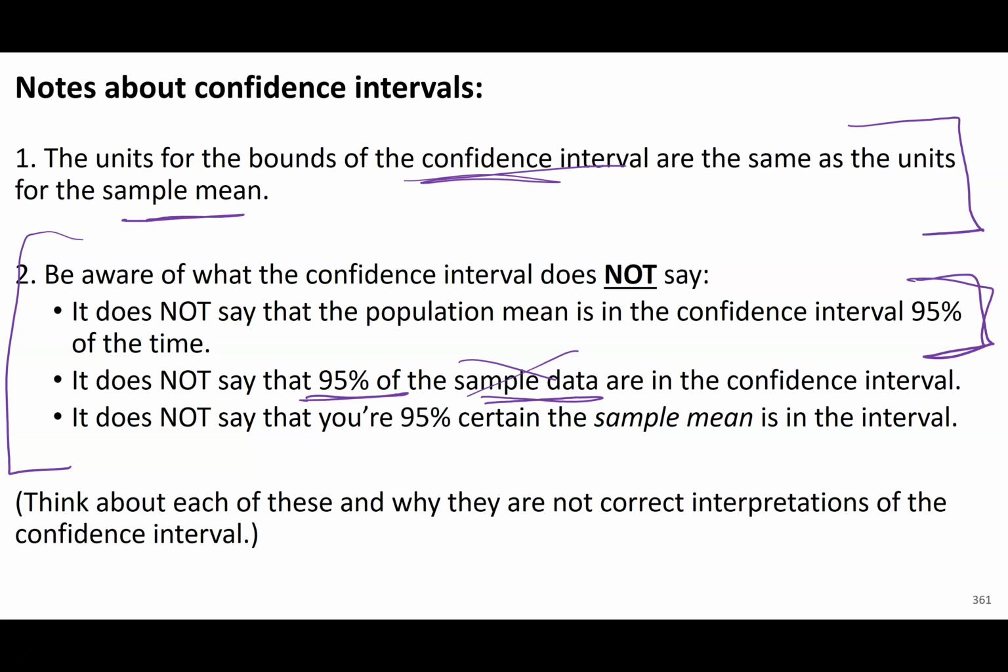It doesn't say that you're 95% certain the sample mean is in the interval. I'm 100% certain the sample mean is in the interval because that's the point estimate, and the point estimate is in the middle. So you definitely don't want to say the latter one. There are a lot of reasons why these are complicated. Like, these won't work.